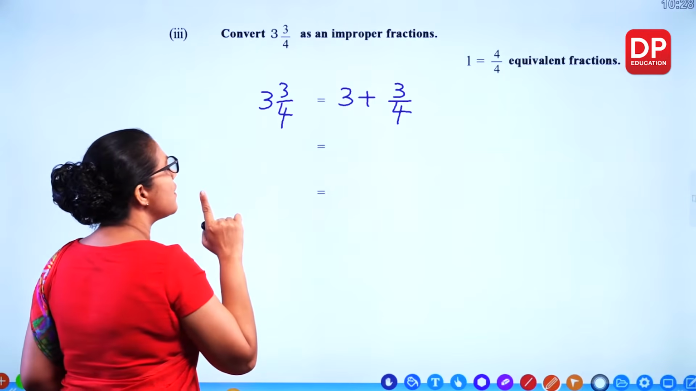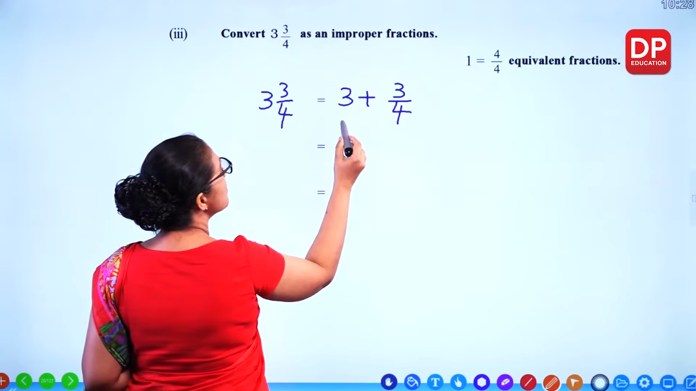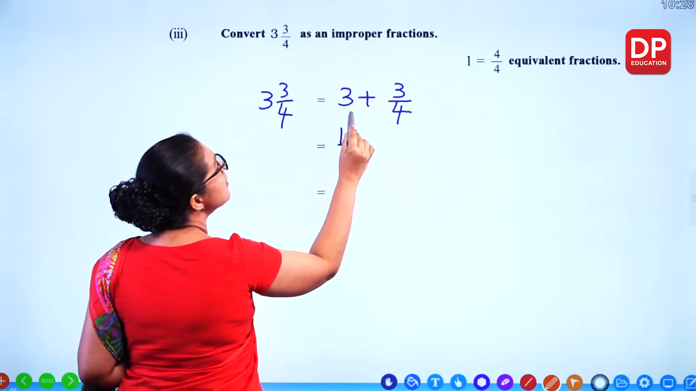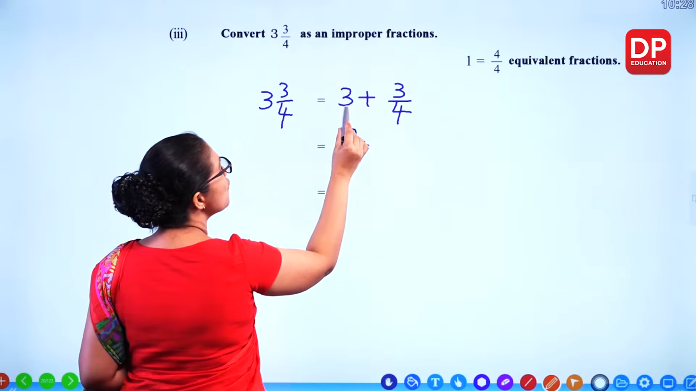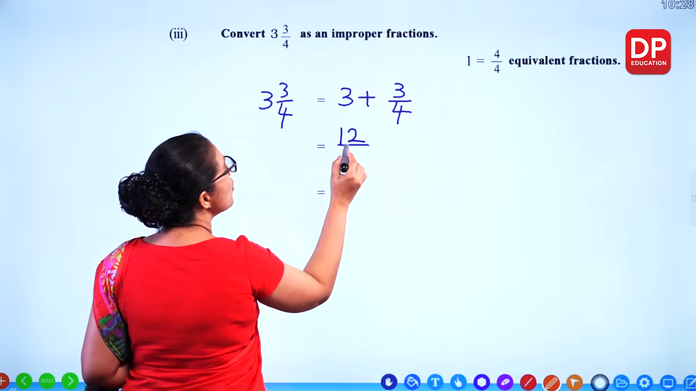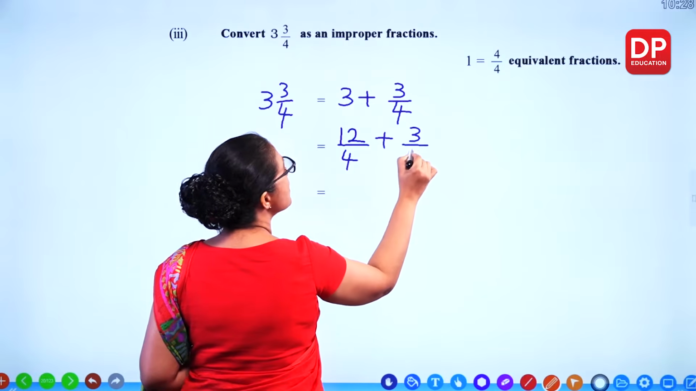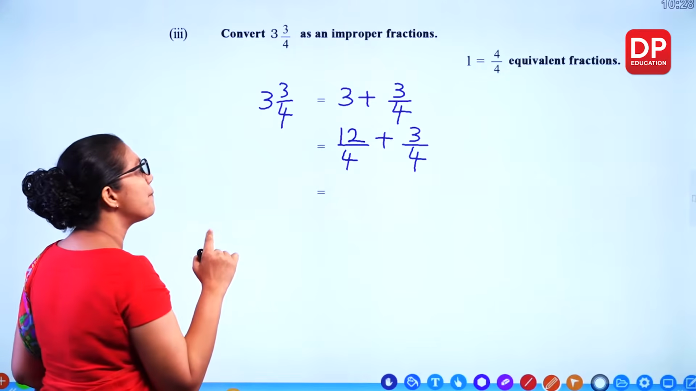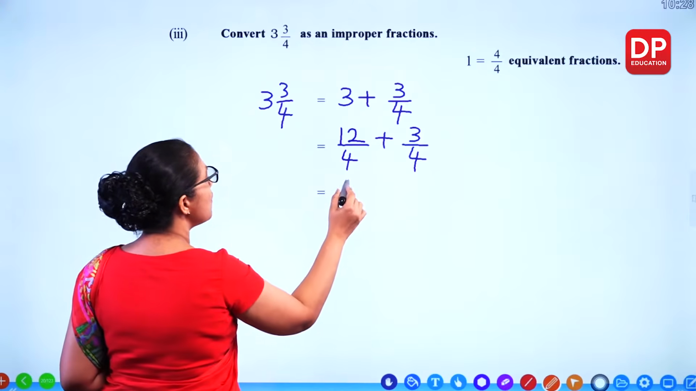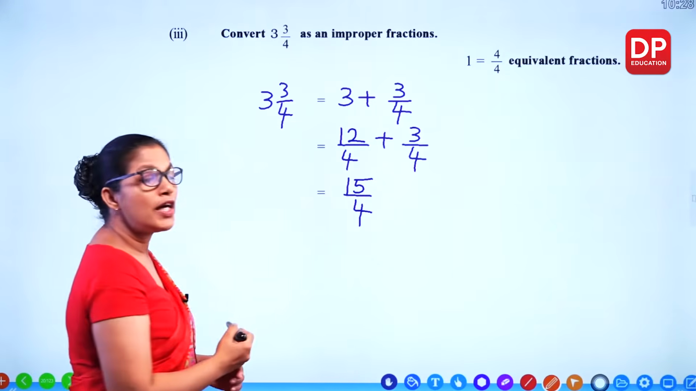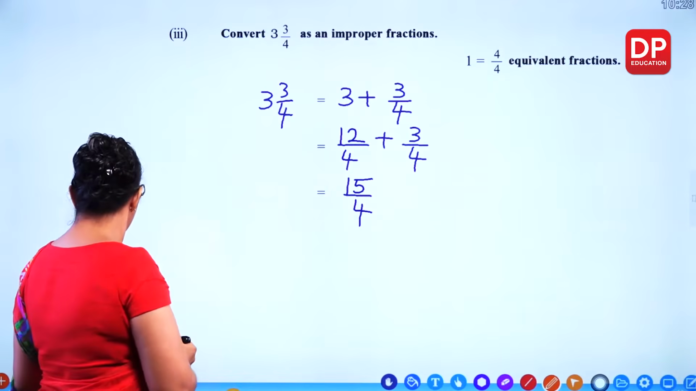So, I can write 3 as what? 3 times 4, 12 over 4. So, multiply by 4. You get 12 over 4, plus 3/4. Then 12 plus 3, 15. So 15 over 4.